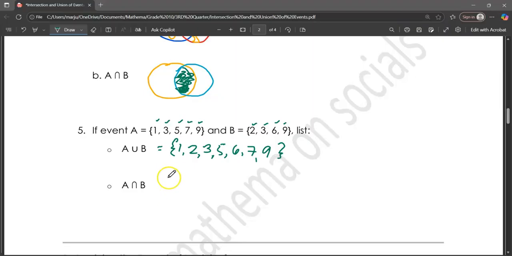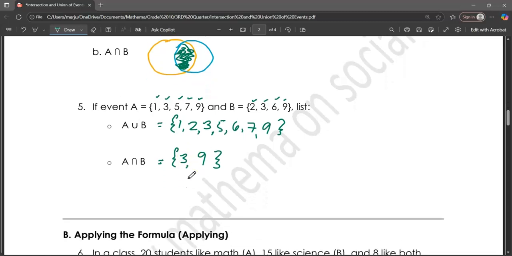What about intersection? For intersection, we're just going to write the common numbers. Ano yung common sa kanilang dalawa? We got 3, and then of course we got 9. So this will be my answer. That's A intersection B. The sample space is 3 and 9. I hope that is clear so far.